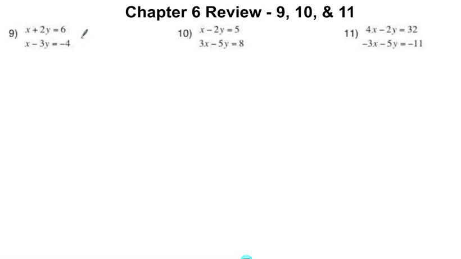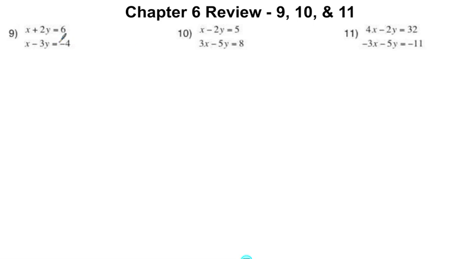These are all already set up for us. Mostly, we might have to do a multiplication here or there, or make that decision of adding or subtracting. Here, my x's are nicely lined up. My y's, my equal sign, most important, and my constants.